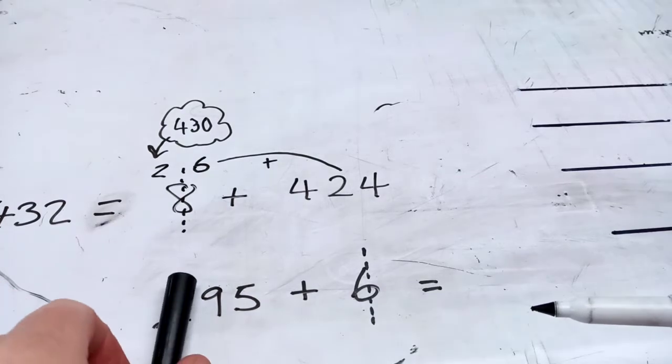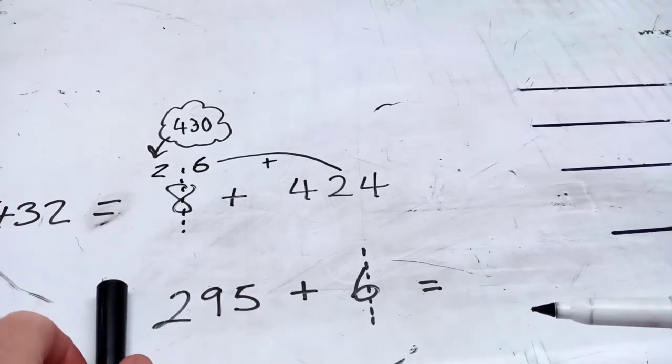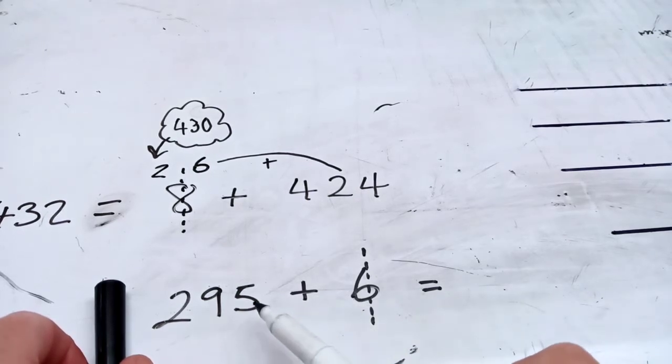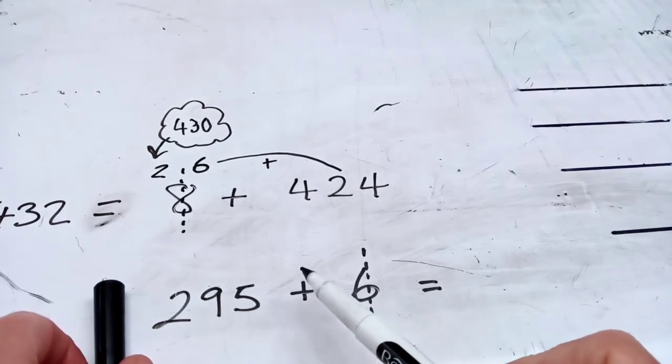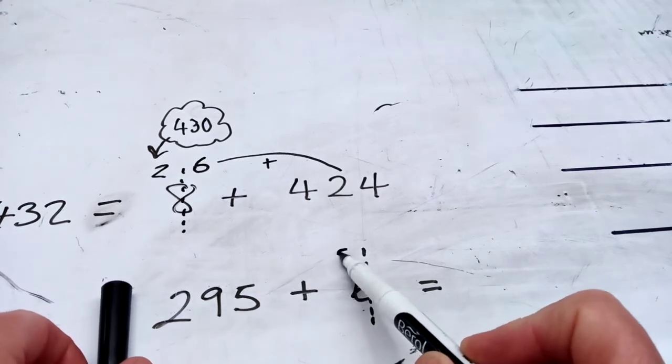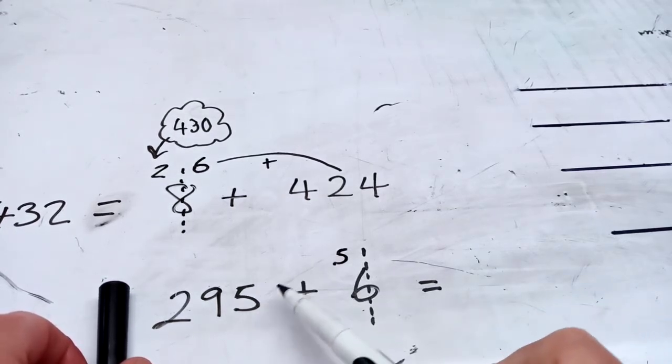Oh, but watch out. Is it 100, or is it going to be 300? So what did we jump to get from 95 to 300? We jumped 5, didn't we? So I'm going to partition my 6 into a 5.